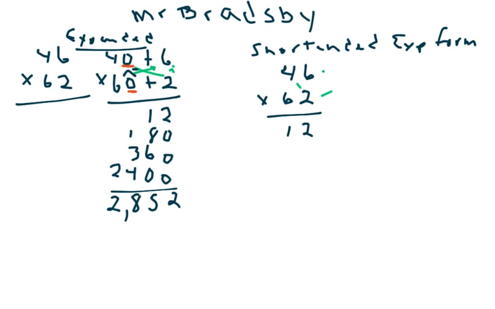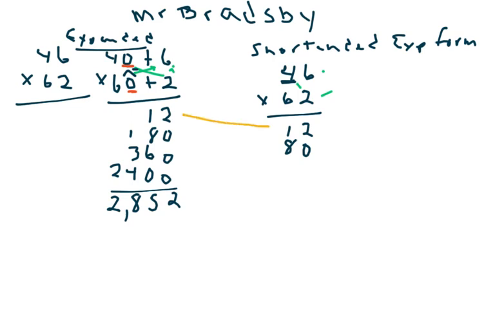2 times, but here's where it becomes tricky. This 4 is in the tens place, so this is 40. 2 times 40. So I put down the 0 because it's in the tens place, and 2 times 4 is 8. So there's 80.